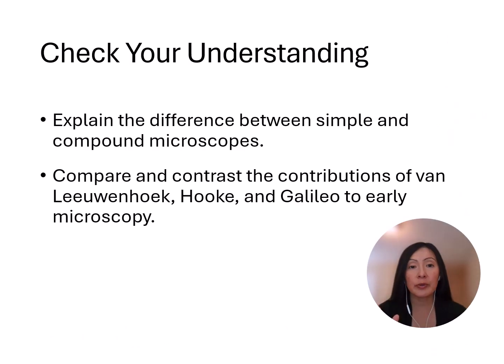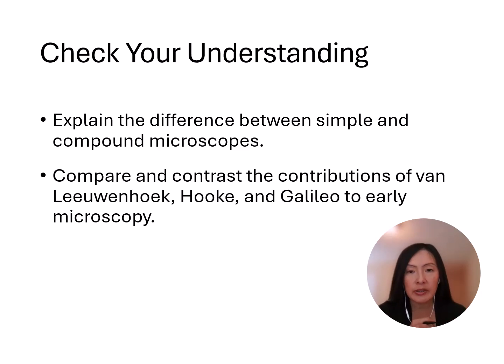Here's our next checkpoint. What's the difference between simple and compound microscopes? Remember that simple microscopes use a single lens to magnify something, such as Van Leeuwenhoek's microscopes. Compound microscopes use two or more lenses in sequence to achieve a greater magnification, and Galileo and Robert Hooke were examples of individuals who used compound microscopes.